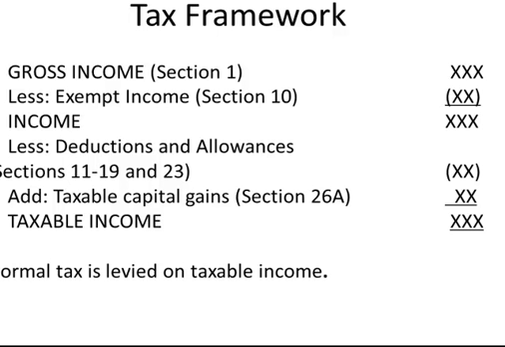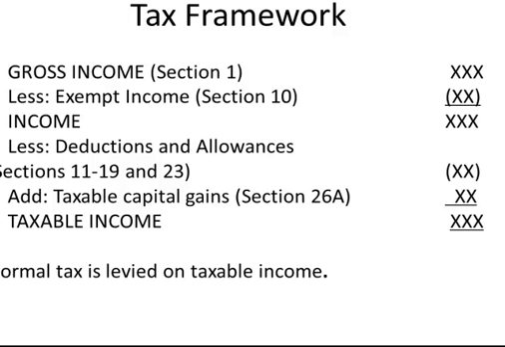The tax framework, this is what we lovingly call the tax framework, which you will have to know backwards. The first thing we look at is gross income, which is found in Section 1 of the Income Tax Act 58 of 1962, less exempt income, which is found in Section 10, which means exempt income actually reduces your gross income and it gives you what you call income, less any allowable deductions, which are housed in Sections 11 to 19 and Section 23, which also reduces your income.